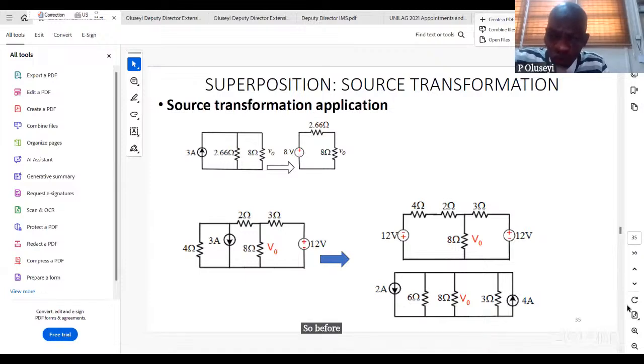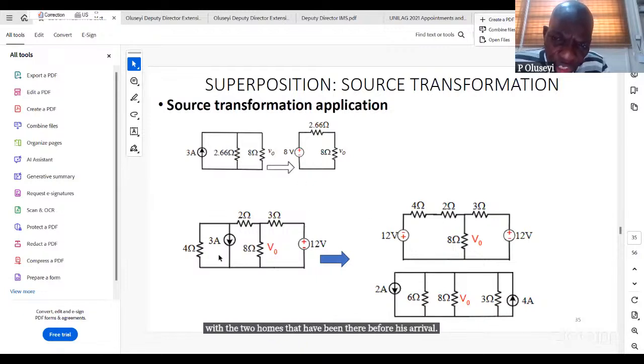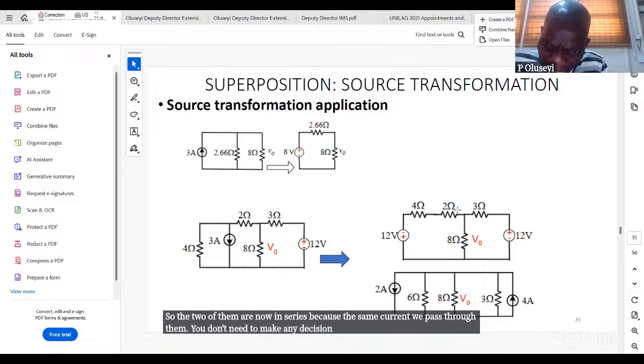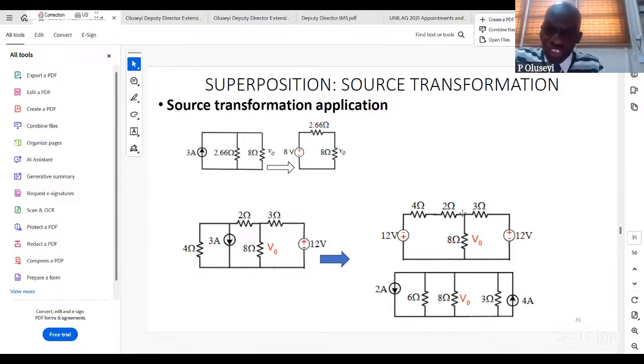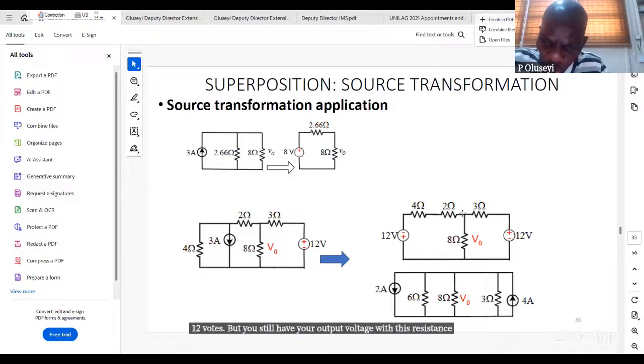So before we do that, we have to finish with the voltage source. The voltage source now has the new voltage source that we have brought in as source transformation. We are now connecting that 4 ohms that is in series with the 12 volts in series with the 2 ohms that have been there before its arrival. So the 2 of them are now in series because the same current will pass through them. You don't need to make any decision in moving from one end to the other. So the 2 of them will be added together to give us 6 ohms. And now you have 6 ohms, 12 volts, and on the other side you have 3 ohms, 12 volts. But you still have your output voltage with its resistance in between the 2 of them.